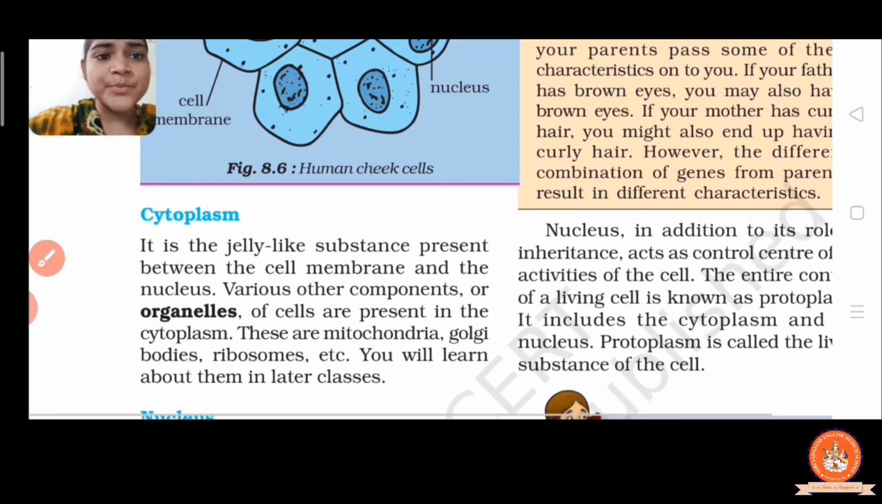And there are various other components or organelles. Which type of organelles? That is mitochondria, Golgi body, ribosomes, lysosomes, endoplasmic reticulum. They are the different organelles which are present in it, right? So these are the mitochondria, Golgi bodies, ribosomes, etc. We will learn about them in further classes, right? So this is the cytoplasm.